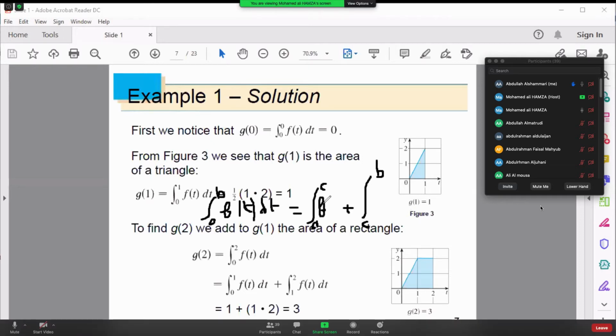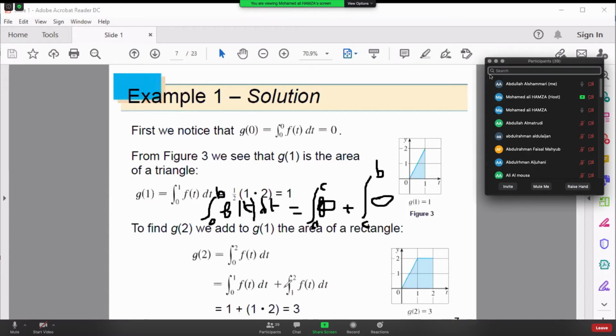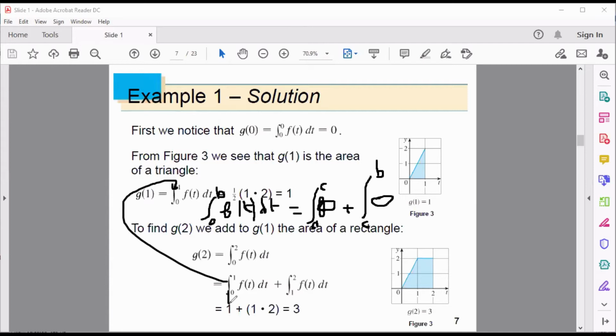Here, this is f of t dt, and this is f of t dt. This formula was studied before, and that's why when we apply this formula, the integral between 0 and 2 is equal to the integral between 0 and 1 plus the integral between 1 and 2. The integral between 0 and 1 was evaluated before. It's equal to g of 1, which is equal to 1. Okay, that's why this area is equal to 1. It was evaluated before, it's this area. It was evaluated when we evaluated the expression of g of 1.